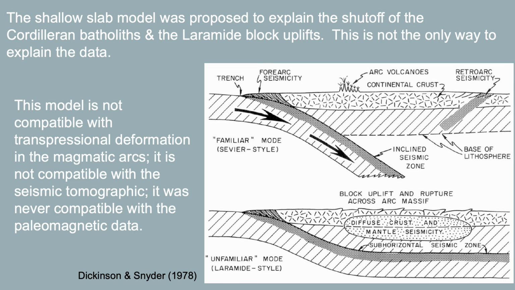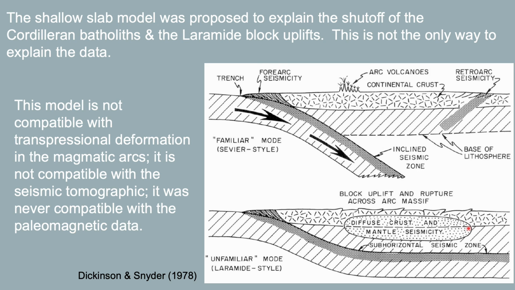So to provide a little context here, the prevailing model for what goes on in the Cretaceous through Paleogene in the western United States is called the shallow slab model. And it was a good model to try and explain how you had normal subduction up to some point, after which the subduction zone shallows and you shut off the continental magmatic arcs, and then you get diffuse uplift in these block uplifts. So for the data that existed in the 1970s, it was a reasonable model.